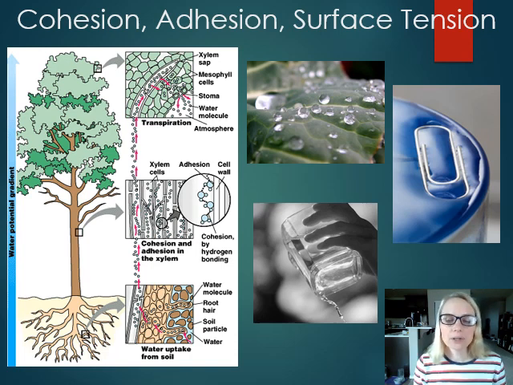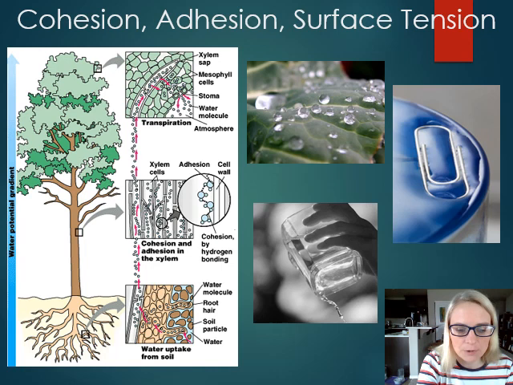Okay. Some other characteristics of water is what we call cohesion, adhesion, and surface tension. Cohesion is the idea of two water molecules sticking to each other, just like in the previous slide, via hydrogen bonds. So here we have an example of cohesion, right here in the middle.